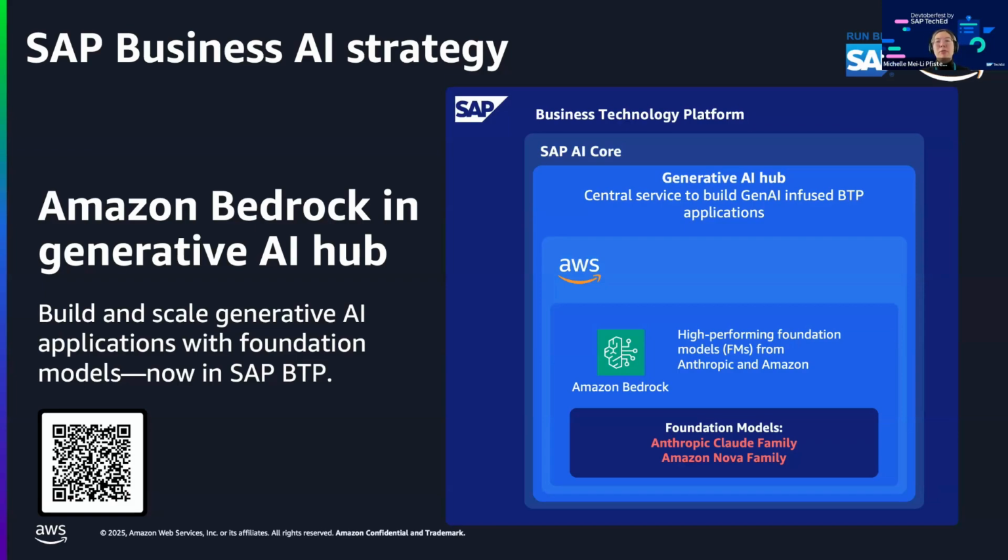But where does Amazon Bedrock come in here? AWS is one of the providers that offers models to Generative AI Hub, for example, the Anthropic Claude family, or Amazon's own frontier models, the Amazon Nova family.